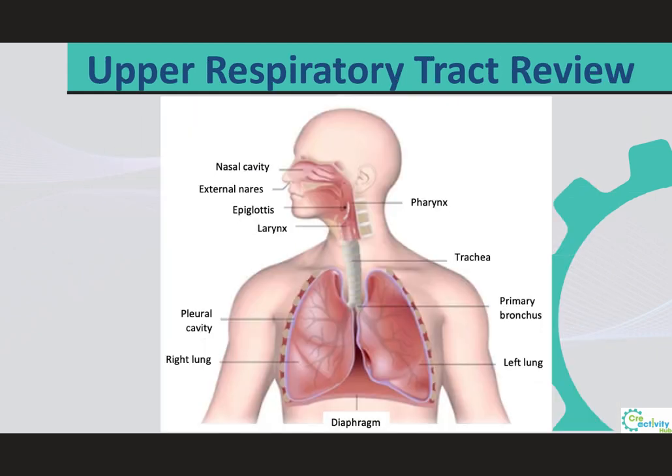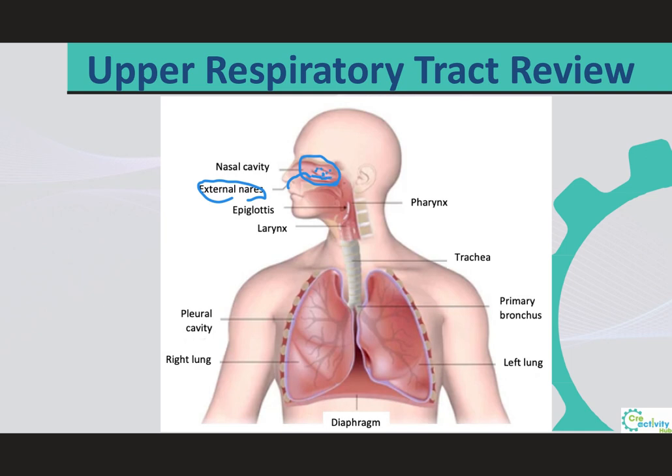Let's go over a little bit of a review of the upper respiratory tract. So the nose, also known as the external nares, will bring the air into the respiratory system from the external environment. Within the respiratory system, we're going to have the respiratory mucosae, which will produce mucus that will then trap the particles and also lubricate the airways.